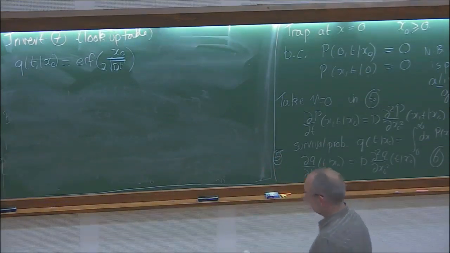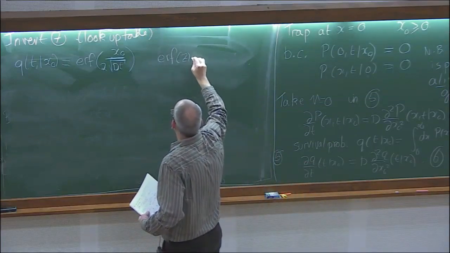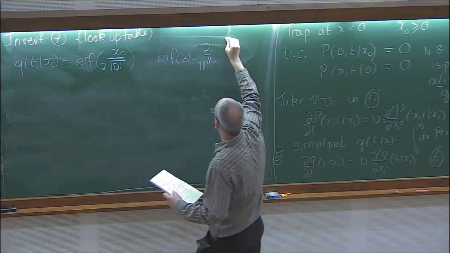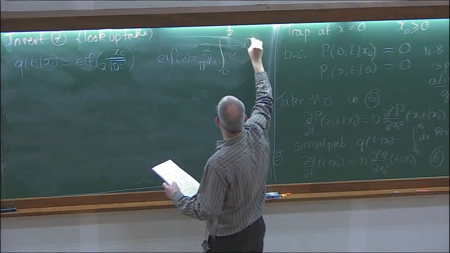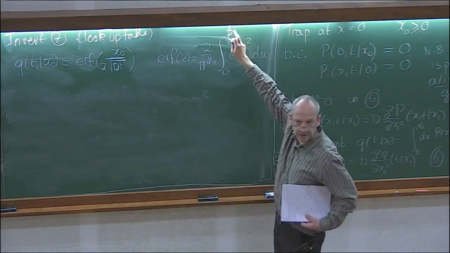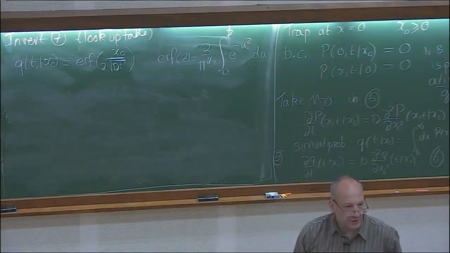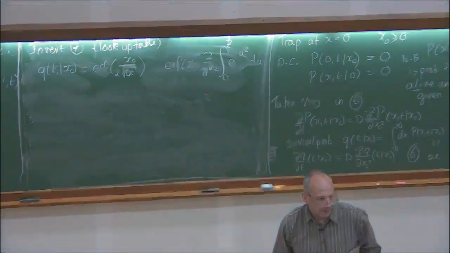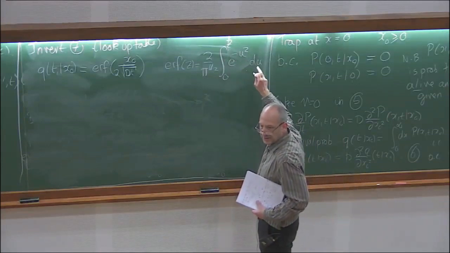So the definition of erf is 2 over pi to the half, that's just a normalization, integral from 0 to z, e to the minus u squared du. So you see when z goes to infinity, you can do the Gaussian integral, and you get 1. And when z equals 0, you get 0, because there's no integral. And in fact, you can expand for z small. You can just expand this and integrate term by term.